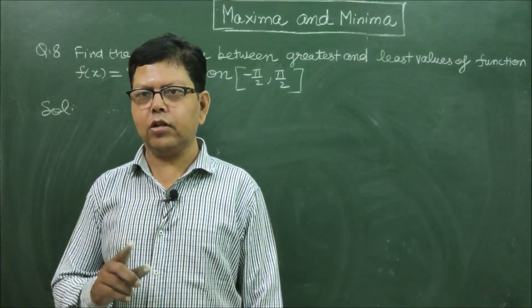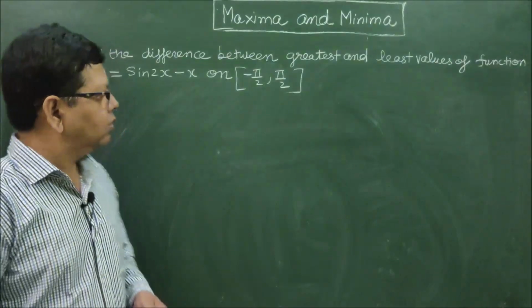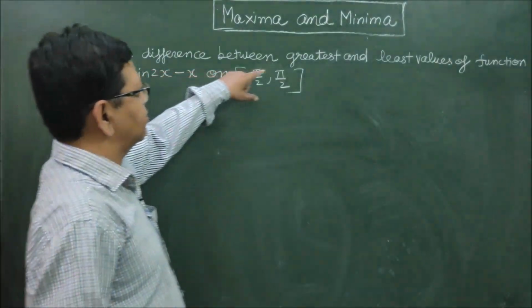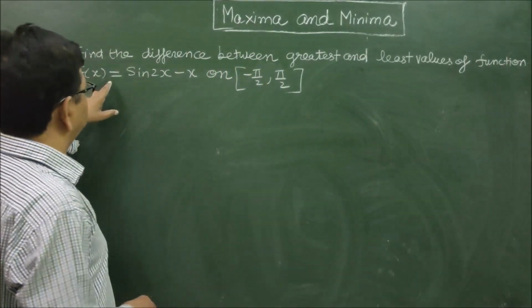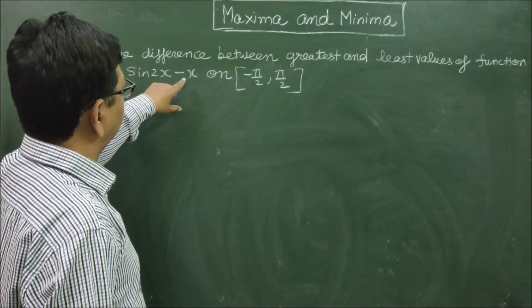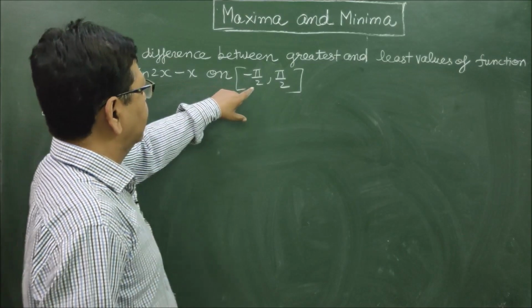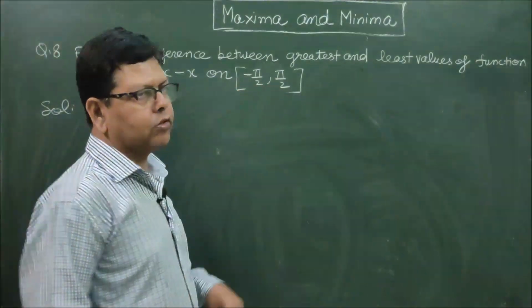Next question, question number 8. Find the difference between the greatest and least values of the function f(x) is equal to sin 2x − x on the closed interval [−π/2, π/2].